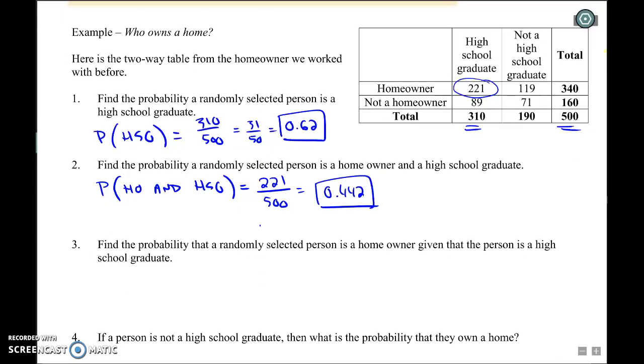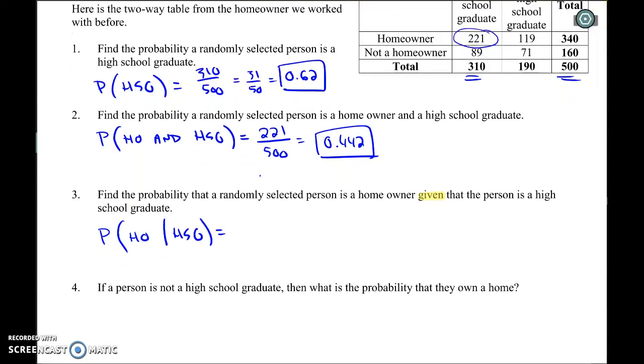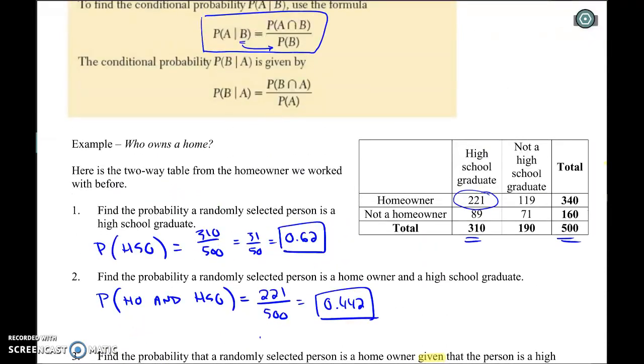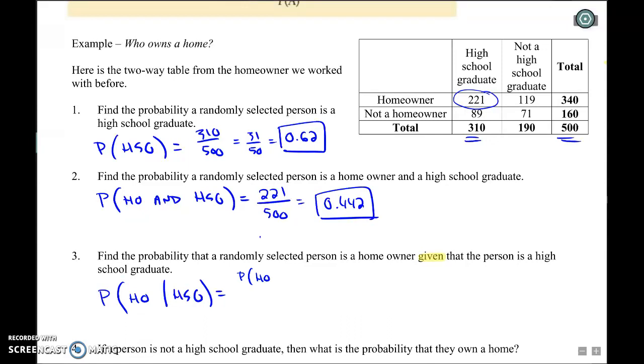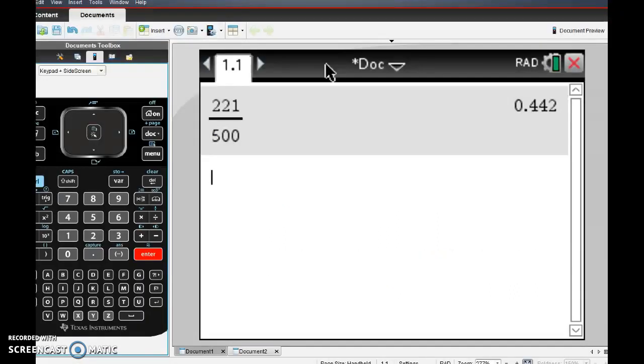Find the probability a randomly selected person is a homeowner given, so that given keyword tells us that we have a conditional probability, given that the person is a high school graduate. So this is the probability that you're a homeowner given you're a high school graduate. There's two ways to calculate this probability. We can use the actual formula. It's the probability that you're a homeowner and a high school graduate divided by the probability you're a high school graduate. So now you can see why I asked you to calculate these two things to set it up. Homeowner and high school graduate, that's 0.442. High school graduate, that's 0.62. So if we take 0.442 divided by 0.62, it gets us 0.713.